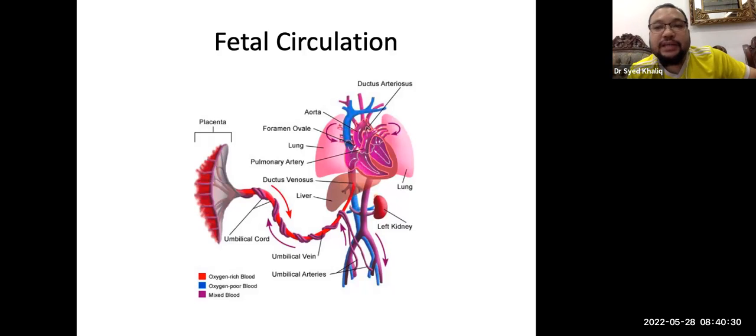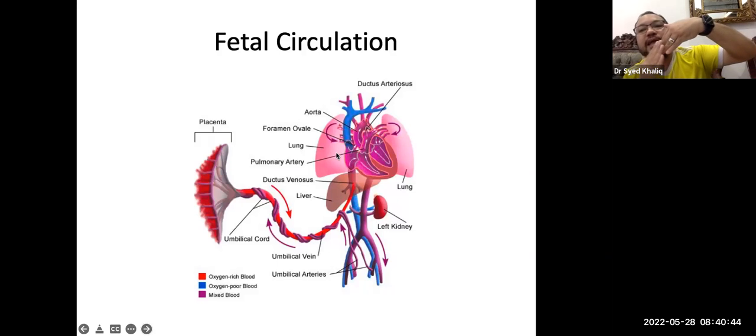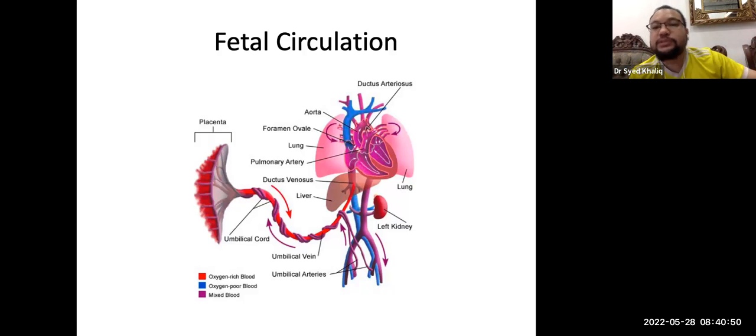So when the left has higher pressure compared to the right, what happens? Blood cannot pass through the foramen ovale. Why? Because now the left has higher pressure than the right, and the foramen ovale acts as a valve. It's like a flap, so it opens only one way. So the foramen ovale starts to close. Number two, there will be reduced blood flowing to the ductus arteriosus.